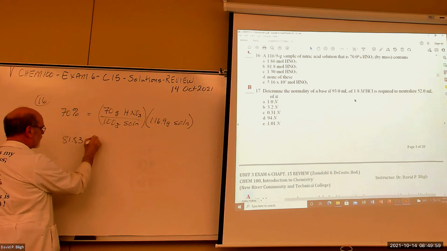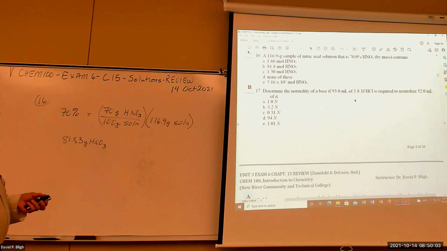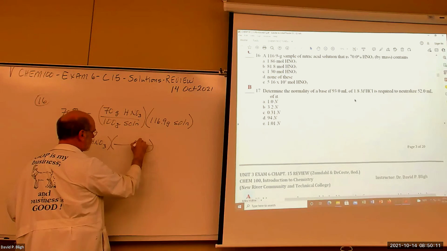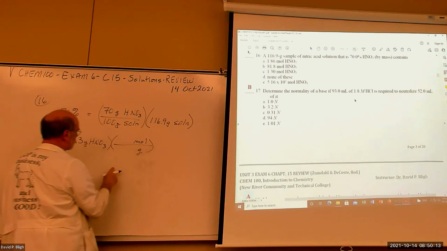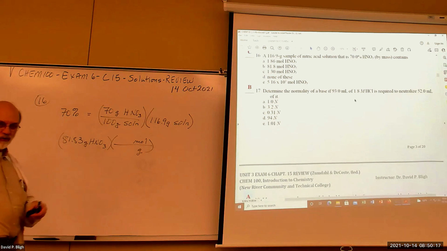81.83 grams of HNO3. But that doesn't answer the question, does it? The question is how many moles? So we have to convert this to moles. Cancel grams, leave us with moles. So what's the molar mass of HNO3?